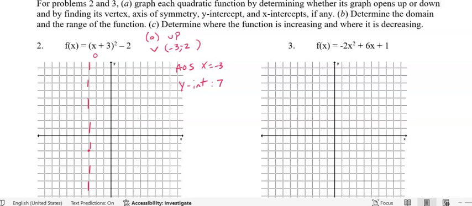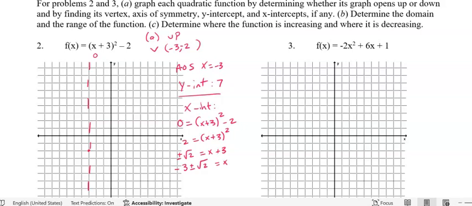The x-intercepts will be found by using the quadratic formula if it's in standard form, but since it's already in vertex form, we'll just let y be 0 and solve for x. All right, so we would add 2 to both sides. We do the square root of both sides. And then we would subtract 3 from both sides.